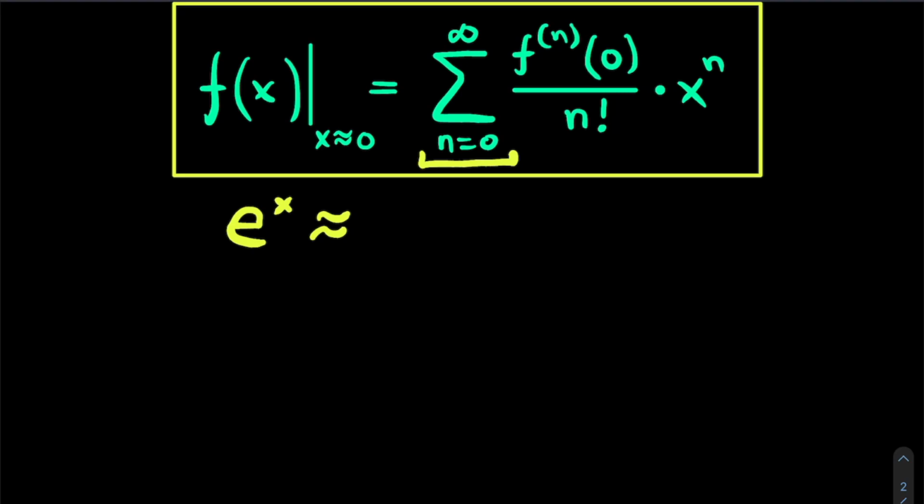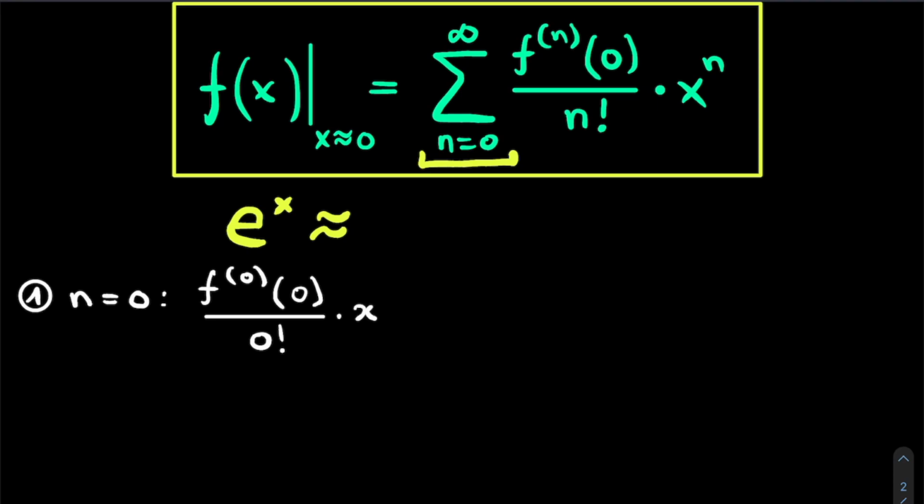So let's just start with the first one, which is the term where n is equal to 0. In this case, we have this f0 of 0, which is just the 0th derivative of e to the power of x, filled in x is equal to 0. We divide this by n factorial, so 0 factorial, and we multiply it by x to the power of 0. Now, since we know that the 0th derivative of a function is just the function itself, we get e to the power of x filled in x is equal to 0.